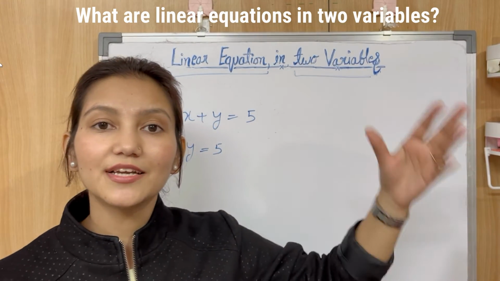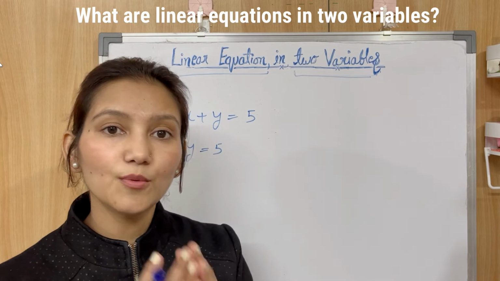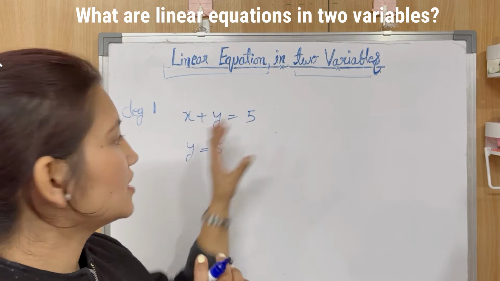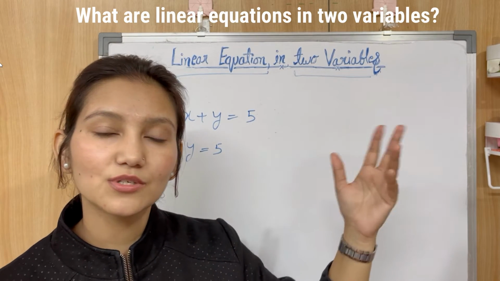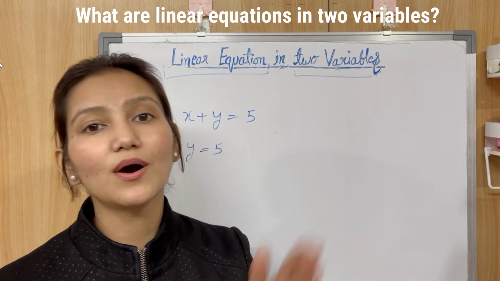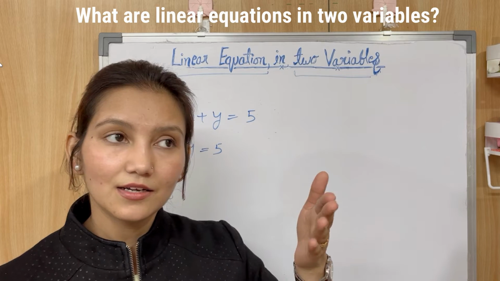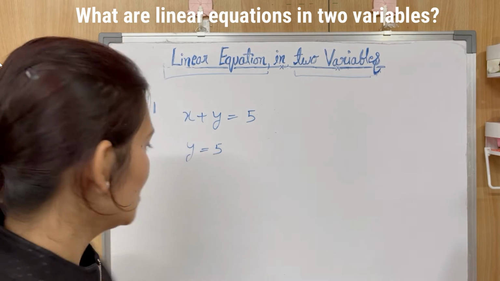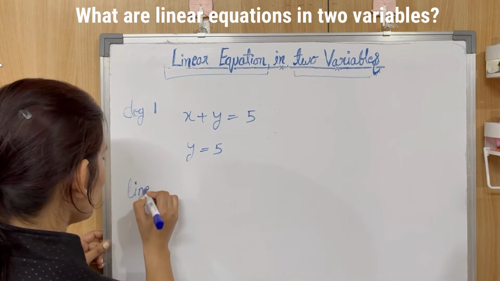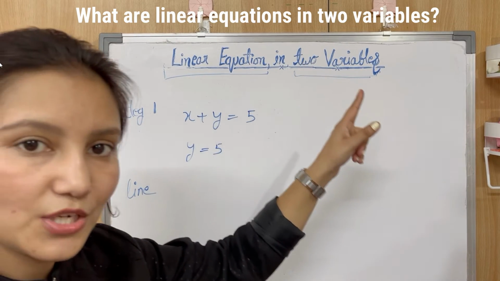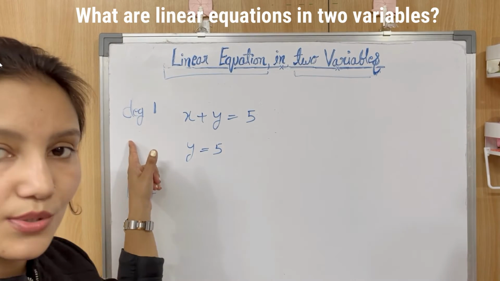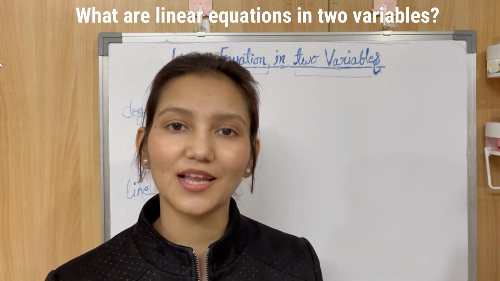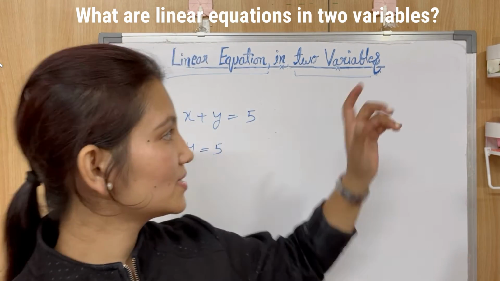If you want to understand it geometrically, if you plot these linear equations on a graph, they will give you a line. So the word linear comes from this line. Okay, so two things. Linear equations are degree 1 equations, which when plotted on a graph give you a line, right? So let's come to the second part.